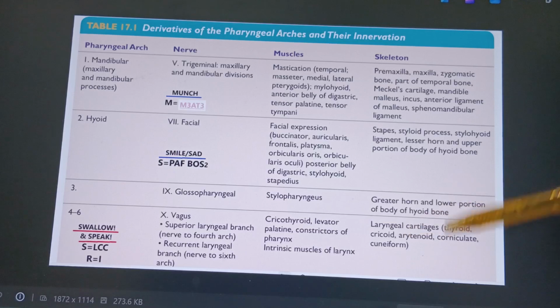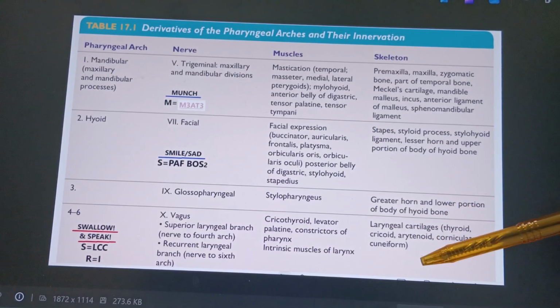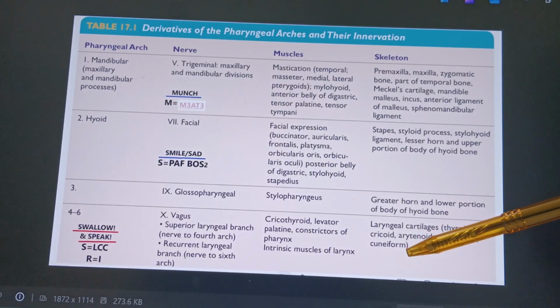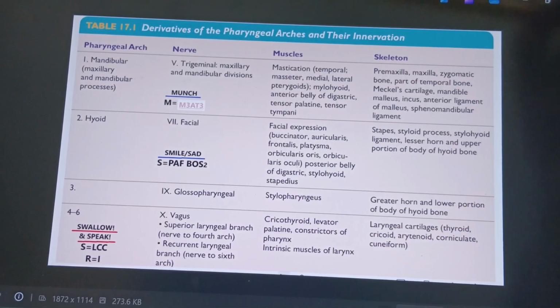So what cartilages are there? The laryngeal cartilages, except the epiglottis, the rest, thyroid, cricoid, arytenoid, corniculate, and cuneiform, are all formed by this fourth and sixth arches. So start with the mnemonic.